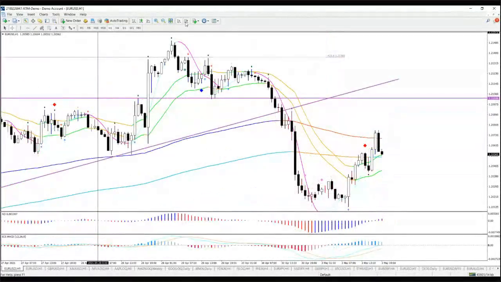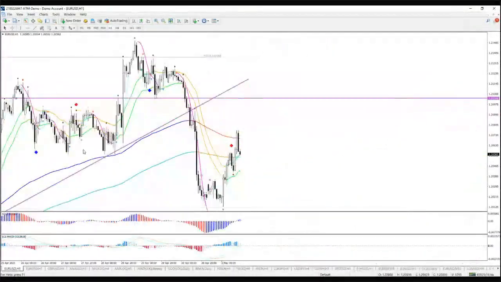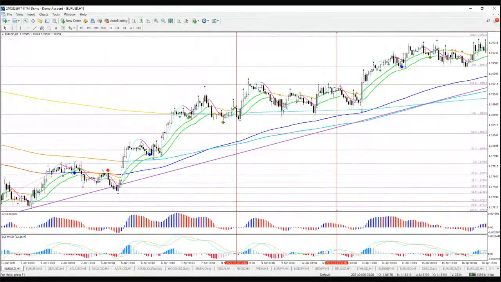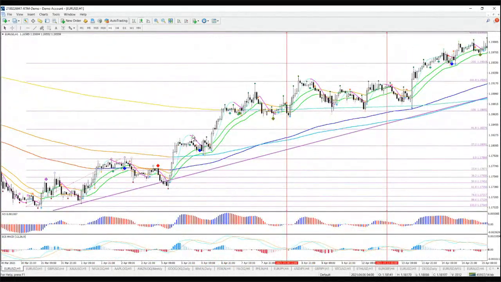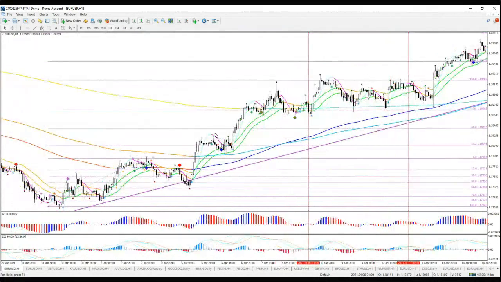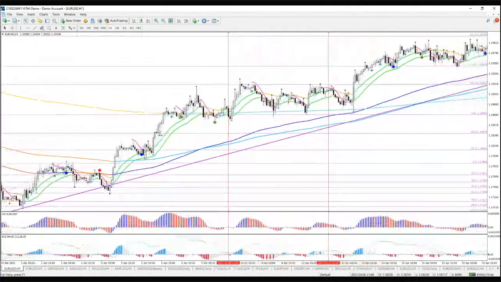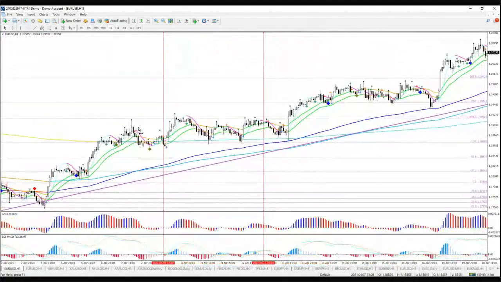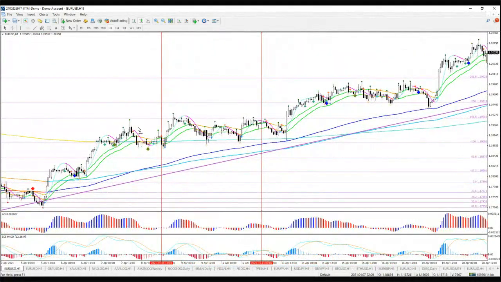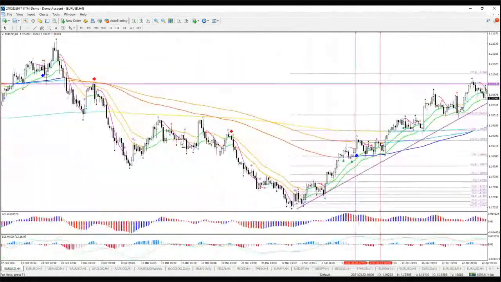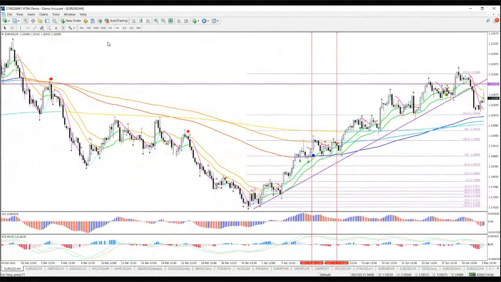On an hourly chart, let's zoom in. An hourly chart, I wanted to show you something as well. And I forgot what that was. Hang on. Oh yeah, now I remember, sorry.